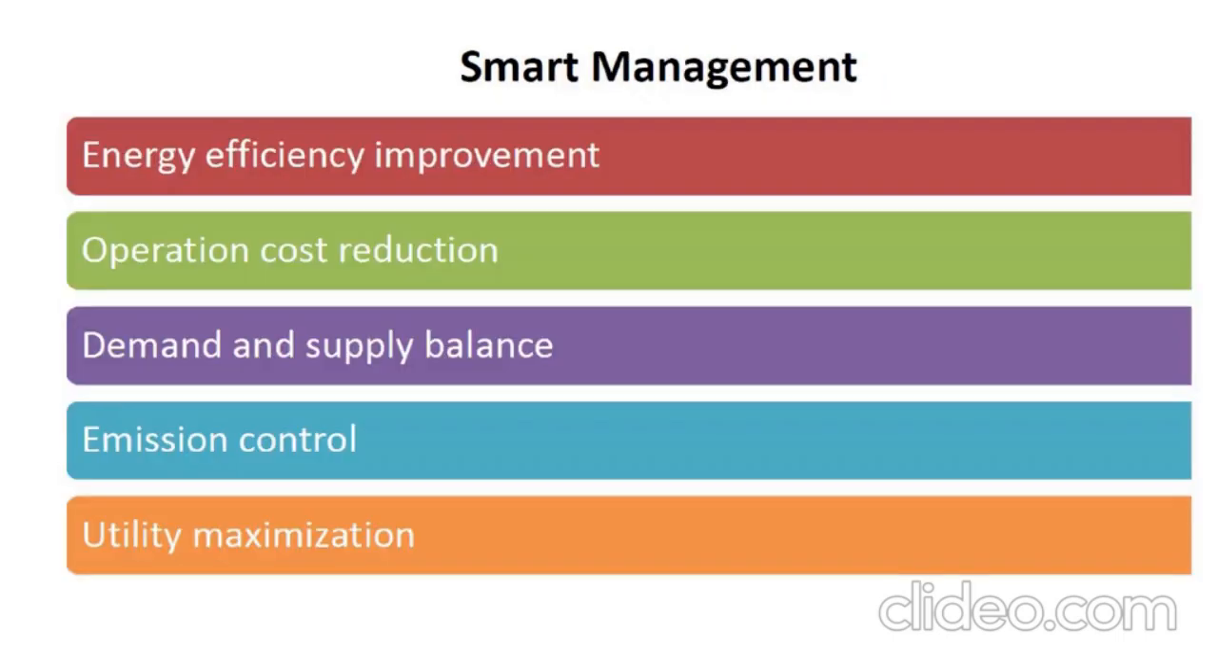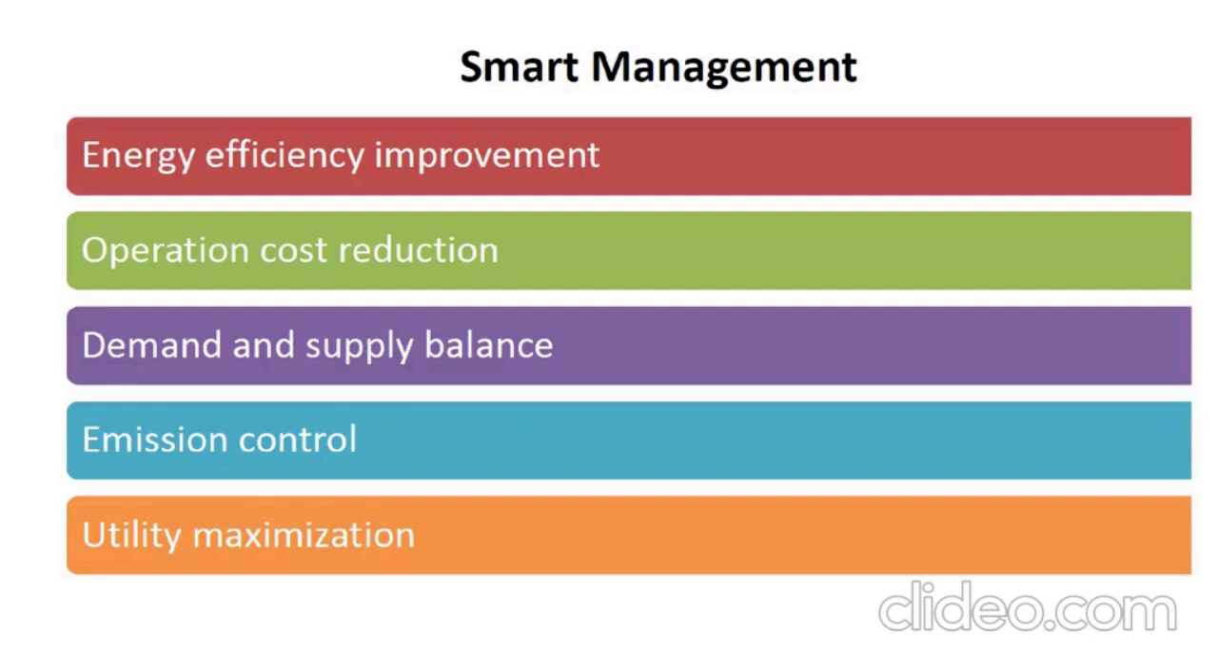Coming to the smart management system, the main aims of smart management are energy efficiency improvement and operation cost reduction, demand and supply balance, emission control, and utility maximization. These are all the aims of the smart management system.